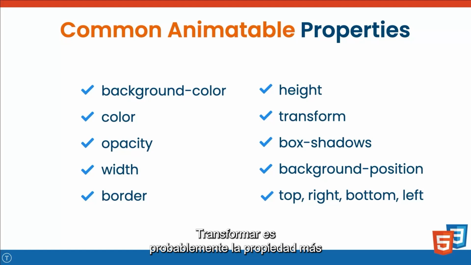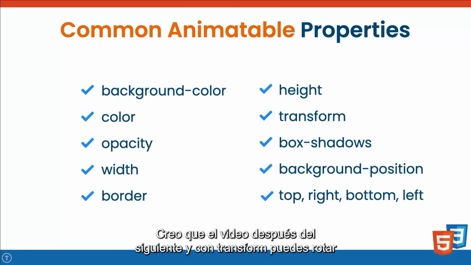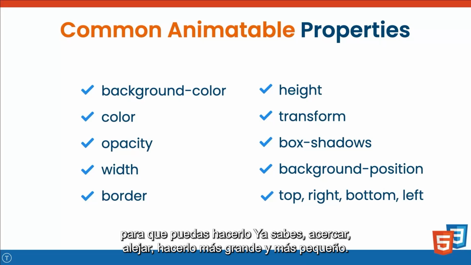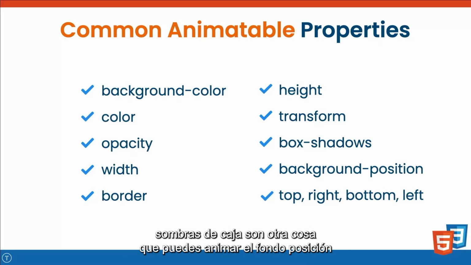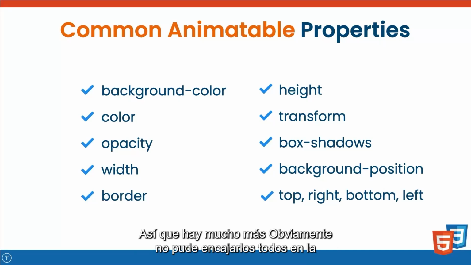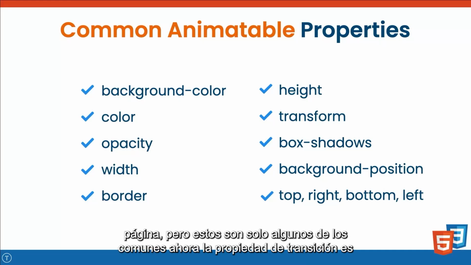Transform is probably the most common property you're going to use, and I know we haven't talked about transforms yet, but we will very soon. I think the video after the next one. And with transform, you can rotate things. You can move it on either the X or Y axis. You can skew, so you can kind of change the shape of things. You can scale, so you can make it zoom in, zoom out, make it bigger and smaller. So we'll learn about transforms very soon. Box shadows is another thing you can animate, background position, also the top, right, bottom, left properties, so you can move things around the window, around the browser. So there's a lot more. Obviously, I couldn't fit them all on the page, but these are just some common ones.